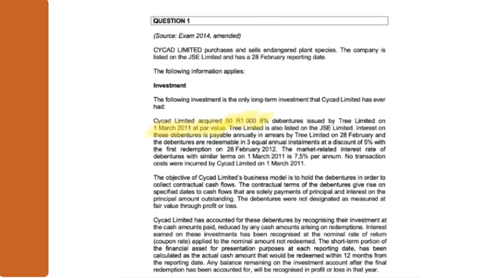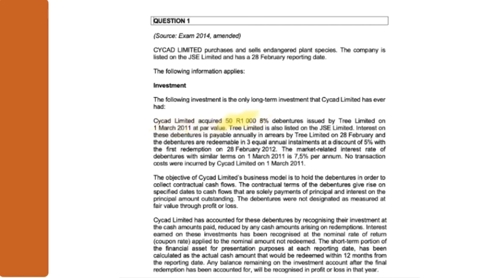Those debentures were issued by Tree Limited on 1 March 2011 and they were issued at par value, at nominal value. Is that the fair value? We don't know. You cannot assume it is. It might be, but we will need to go and calculate. Why do we need to calculate the fair value? Because in terms of IFRS 9, initial recognition has to always be at the fair value.